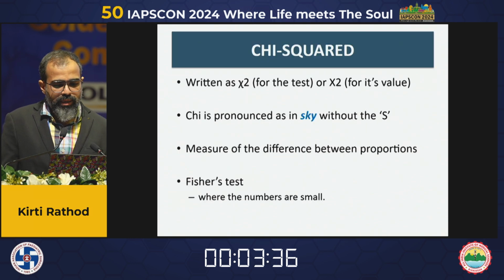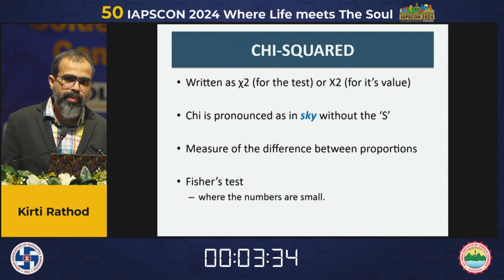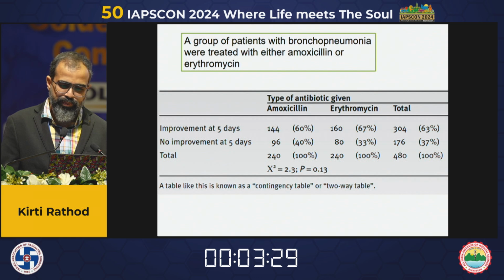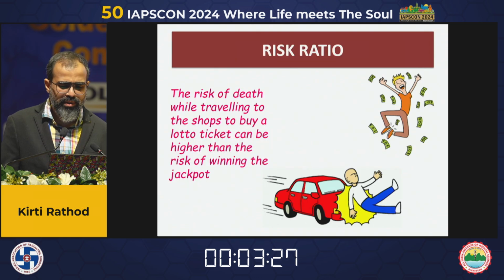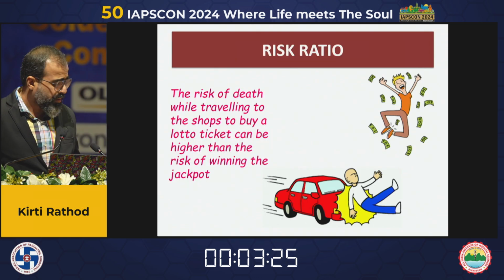Chi-square test, same thing. It is to compare the proportions. You can again go to the GraphPad website and do it. It's very easy again. This is one example. I have to just run. This is risk ratio, only 3 minutes.